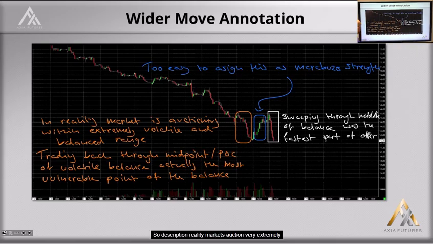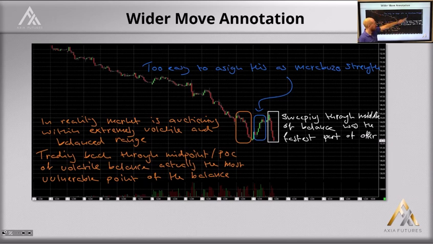So, description, reality: markets auctioning within an extremely volatile, balanced range, which absolutely, it is in a range, it's just extremely volatile. It is whipping up and down, up and down, up and down. And that's, for anybody wondering, a 300 tick range in Bund. That's huge on a daily basis. So it's trading back through the midpoint, the point of control of a volatile balance, which is actually the most vulnerable point of the balance. So again, changing that idea of trading around the middle of a range: when it's particularly volatile, that becomes a kind of tipping point, and the market will rip through it one way then the other.